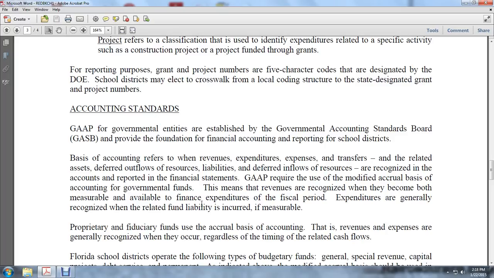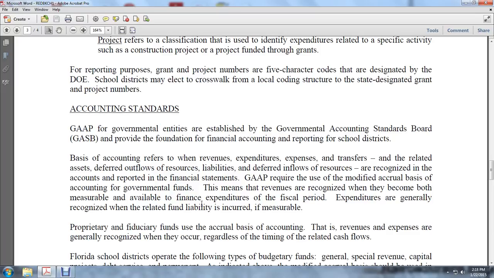Basic accounting refers to the revenues, expenditures, expenses, transfers, and related assets, deferred outflows of resources, liabilities, and deferred inflows of resources being recognized in the accounts and reported in the financial statements. GAAP requires the modified accrual basis of accounting for governmental funds. This means revenues are recognized when they become both measurable and available to finance expenditures of the current period. Expenditures are generally recognized when the related fund liability is incurred, if measurable.